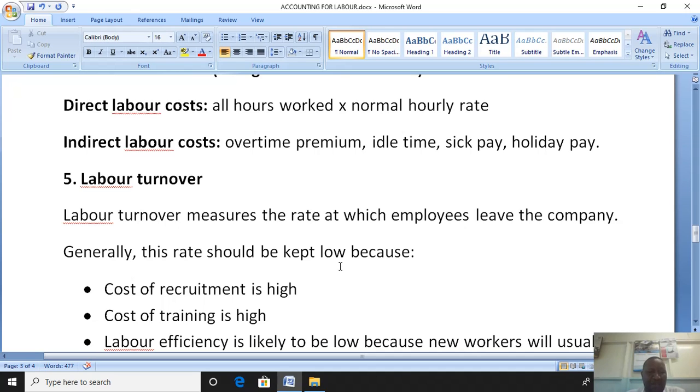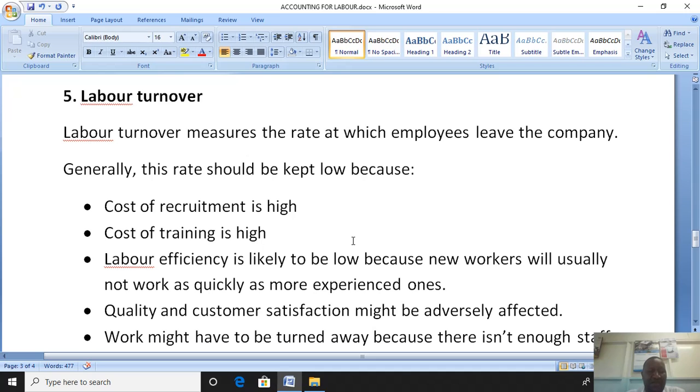Cost of labor turnover includes things like the cost of recruiting new workers and the cost of training new workers. We know that if we employ new workers, they need time to gain the experience, so we need to train them. So it's better to keep the old workers at the company for as long as you can. Labor efficiency is likely to be low because new workers will usually not work as quickly and they have less experience, of course. And obviously the levels of mistakes for the new workers will be quite high. So that's another cost of labor turnover.